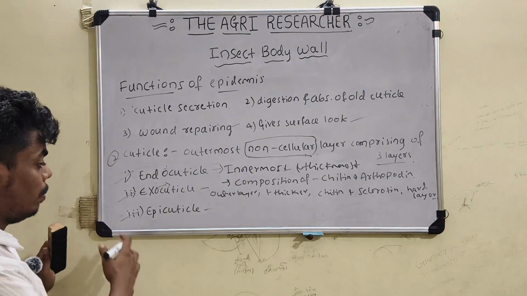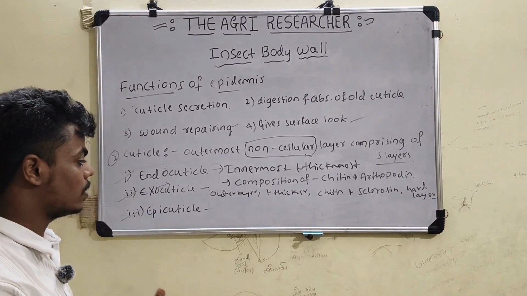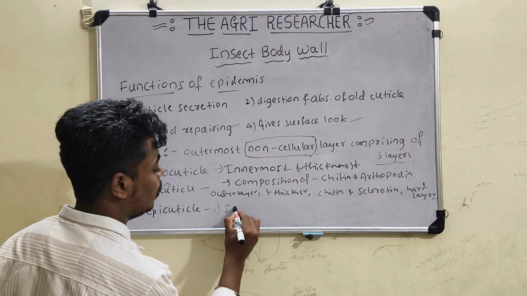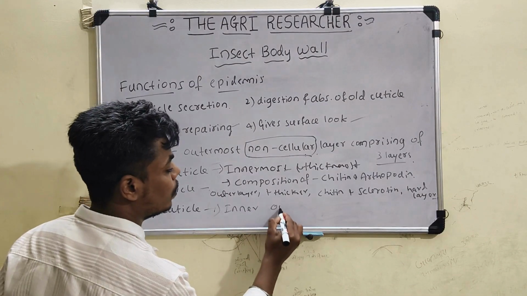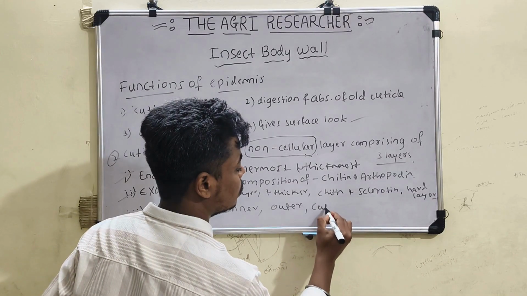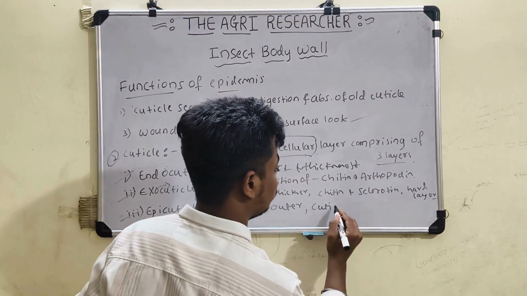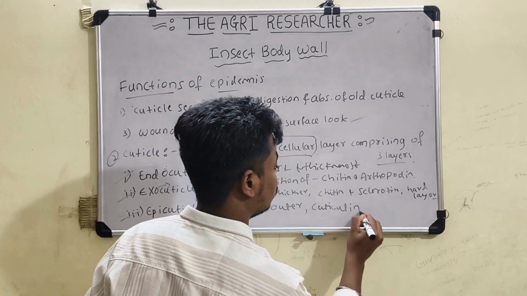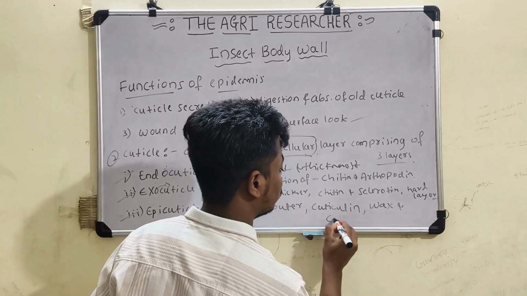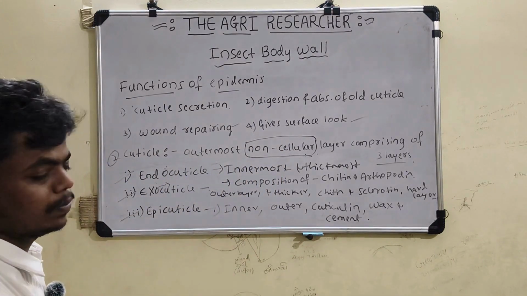And next, the third one is the epicuticle. It is again divided into five different layers, which we discuss one by one: inner epicuticle, outer epicuticle, cuticulin, wax layer, and cement layer. We see one by one.